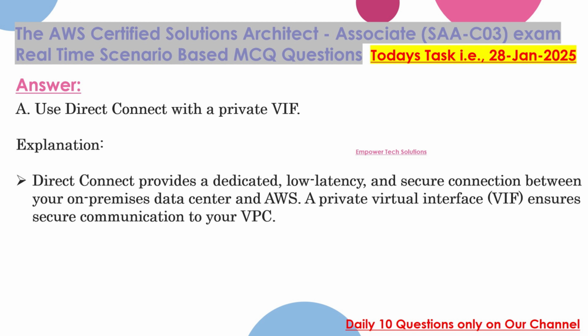Correct answer: A. Use Direct Connect with a private VIF. Explanation: Direct Connect provides a dedicated, low-latency, and secure connection between your on-premises data center and AWS. A private virtual interface (VIF) ensures secure communication to your VPC.